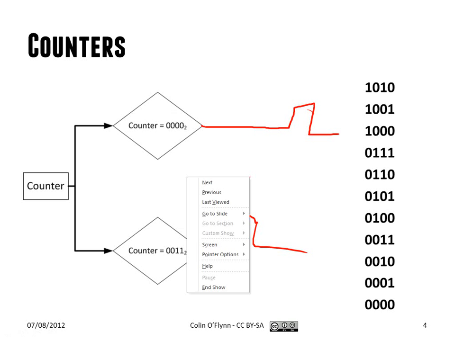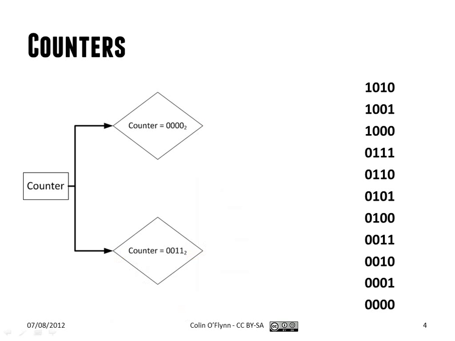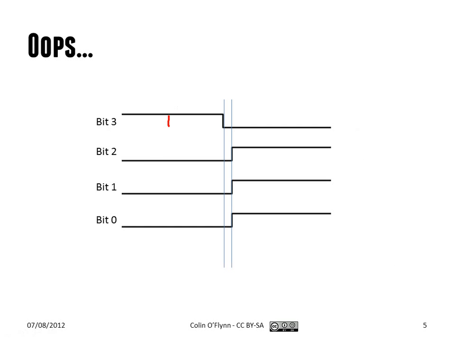The problem is that there's actually some intermediate values that might cause glitches. So, for example, we can look at this point right here. I go from 1000 to 0111. So those are the two steps.